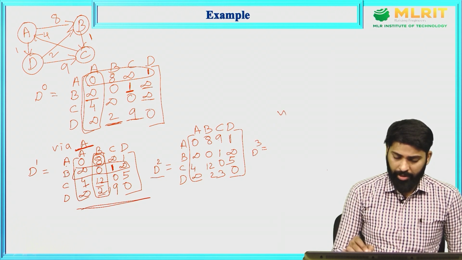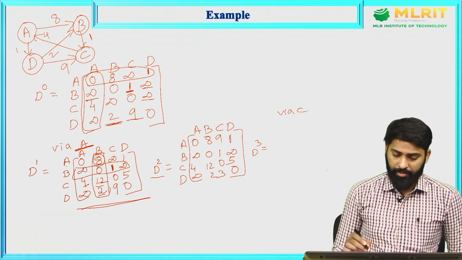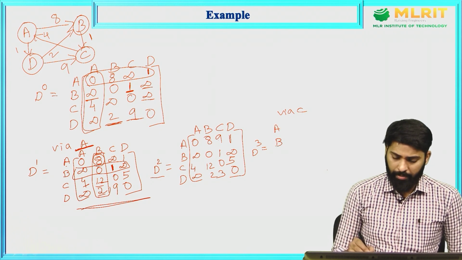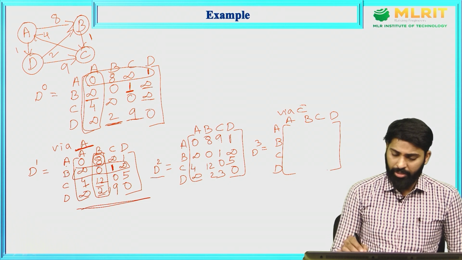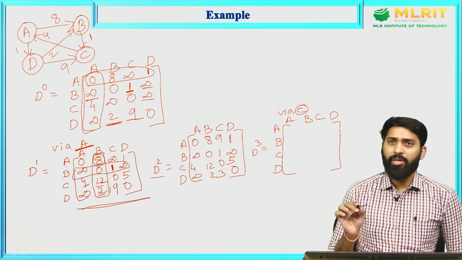Here the via vertex is C. So these are the entries A, B, C, D. So for this D3, the input is D2. Here the via vertex is C. So first write all the entries of C.